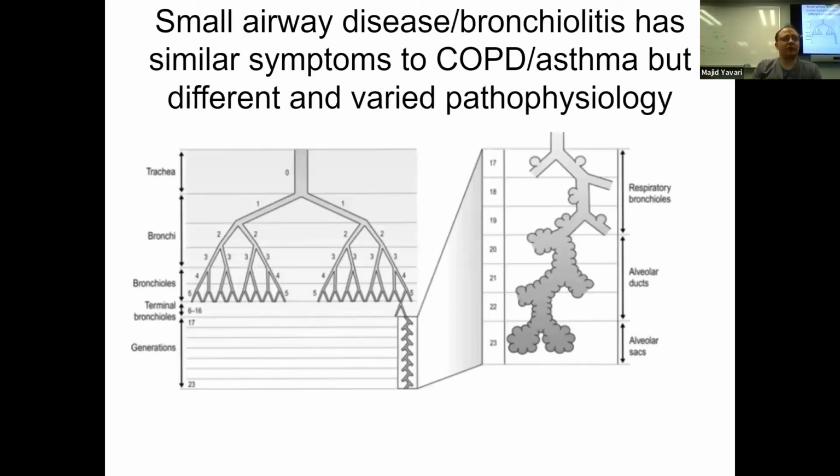So moving on from asthma to COPD, small airway disease or bronchiolitis has similar symptoms to COPD and asthma, but really is reflective of bronchus constriction at these very small airway levels at the respiratory bronchial level here. And patients can have pretty severe sensations of dyspnea and exercise intolerance, but have relatively normal spirometry if they have small airway disease or bronchiolitis.